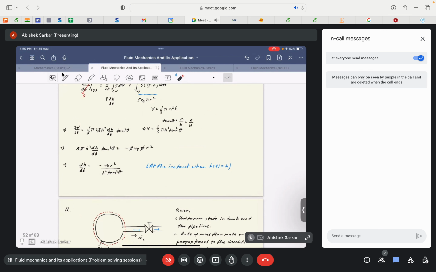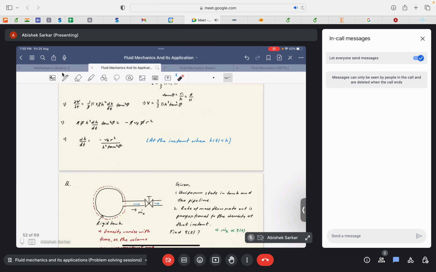Then dou v by dou t can be obtained by substituting the value of v in this equation, as 1 by 3 pi times 3h square dh by dt tan square theta. So basically we take the derivative of h with respect to t, and then equate this with the net efflux. After some manipulations, we finally get that dh by dt is equal to minus v e r e square by h square tan square theta. So this is what we obtain.